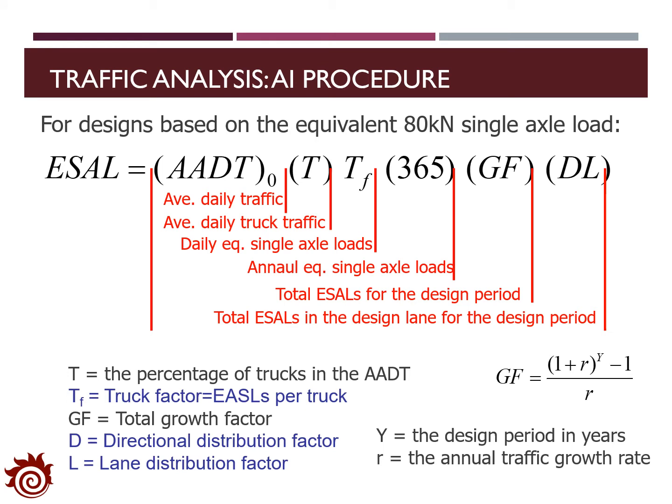We can also apply the AASHTO procedure for the estimation of the ESAL based on the average daily traffic and the truck traffic. Basically, the value of ESAL will be a function of the average daily traffic, ADT, the percentage of the trucks, T, the truck factor, the total growth factor, the directional distribution factor, and the lane distribution factor. Also, the total growth factor is a function of the annual traffic growth rate and the design period of the rigid pavement.